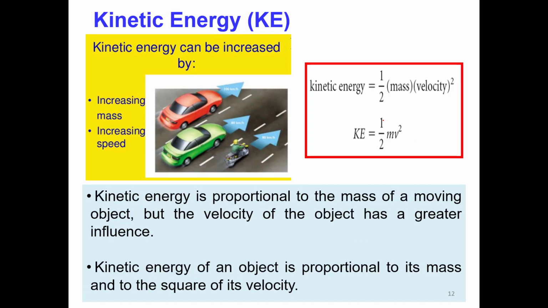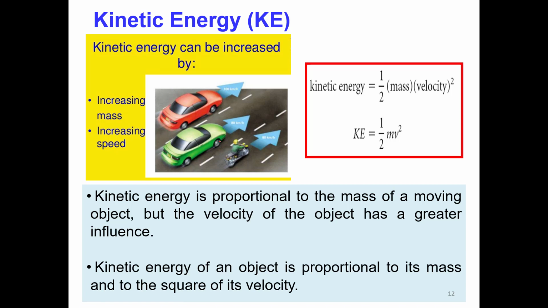Then we can see what is the correlation between work and energy. The kinetic energy can increase in 2 different ways. One, if the mass increases, more mass, more kinetic energy. Also, if the speed is increasing, then more speed, more kinetic energy.